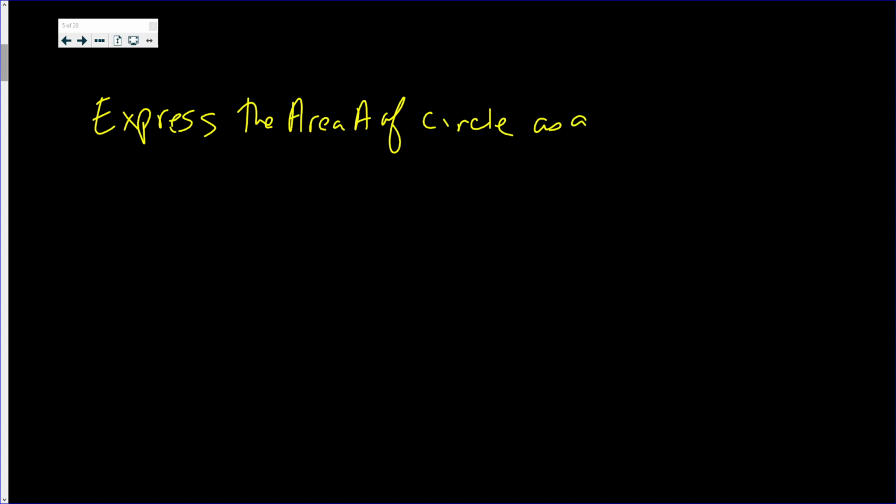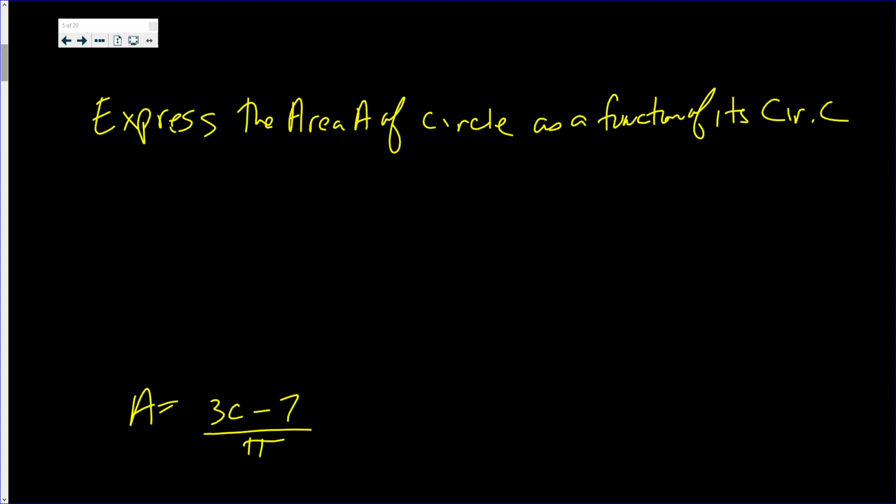Now, suppose you were asked to express the area of a circle as a function of the circumference. Express the area A of a circle as a function of its circumference C. So ultimately I want A, and it should only be in terms of C, like maybe 3C minus 7 over pi.